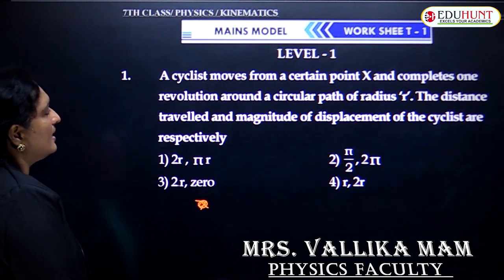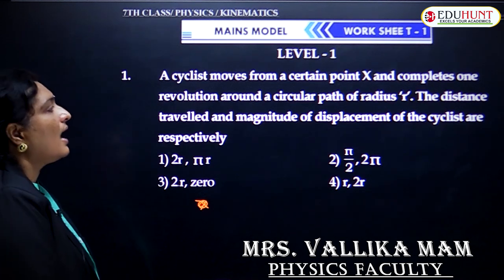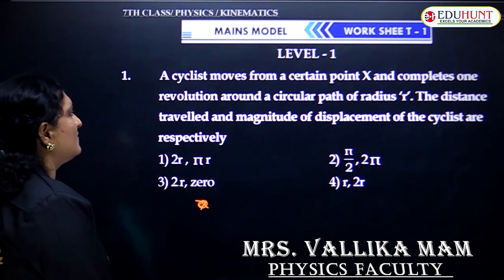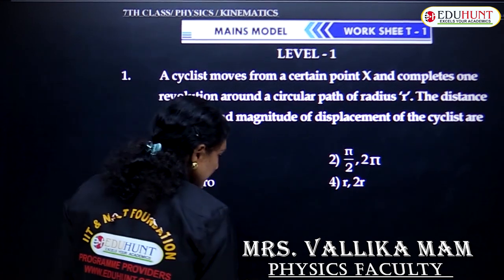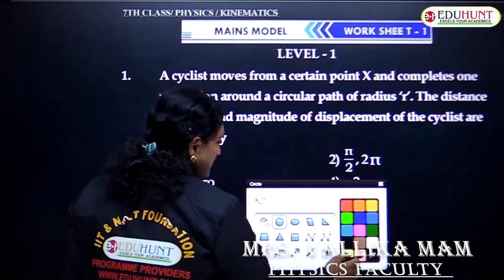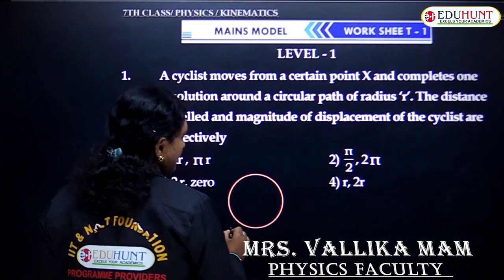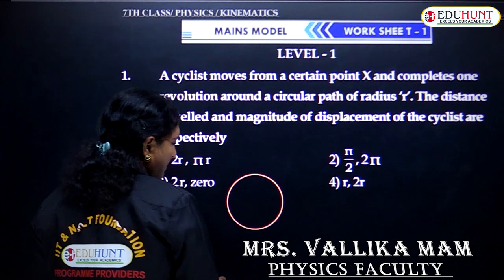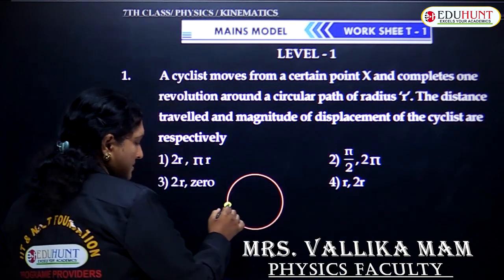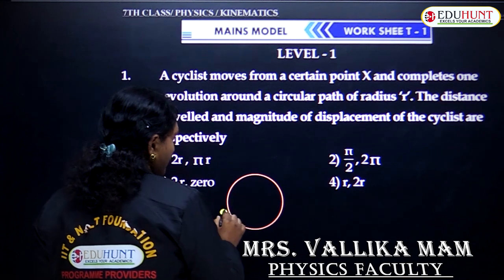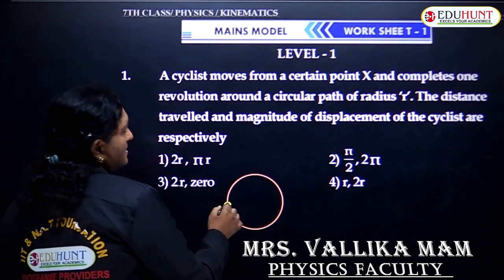And he is performing a circular path of radius R. The distance travelled and magnitude of the displacement of the cyclist are? So how was the cyclist moving, children? The cyclist was making a circular turn. So what I have given you is the cyclist has started his journey at one particular point and then he completes one complete revolution, isn't it?